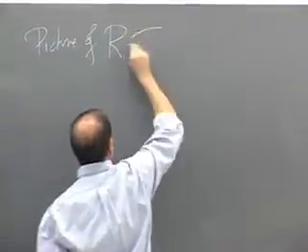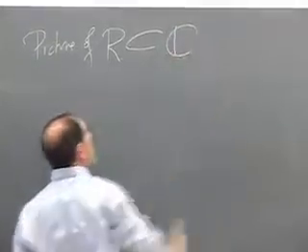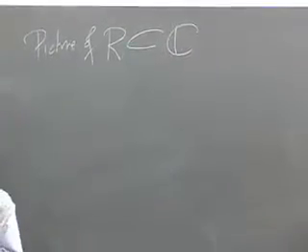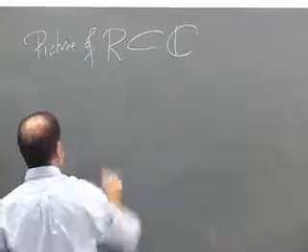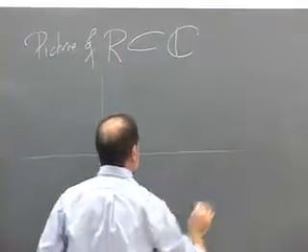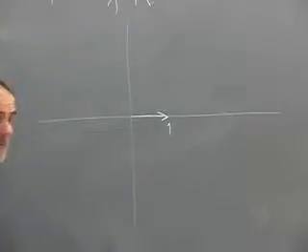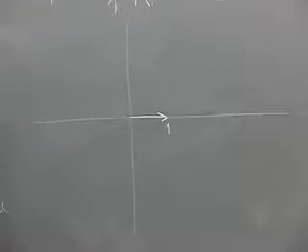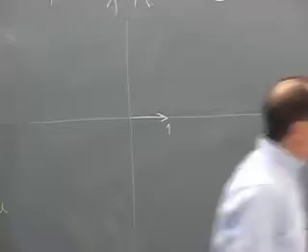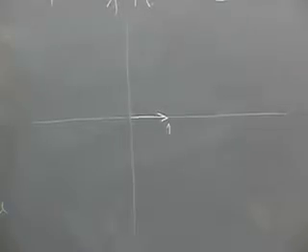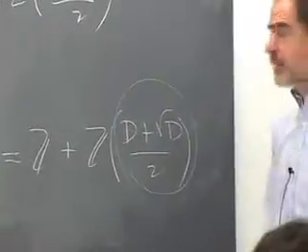We draw a picture of R inside of the complex numbers. And we draw it like this. The first thing we draw is the element 1. That's certainly in R. And then we draw the complex number which is the other generator of R, namely (d plus root d) over 2.